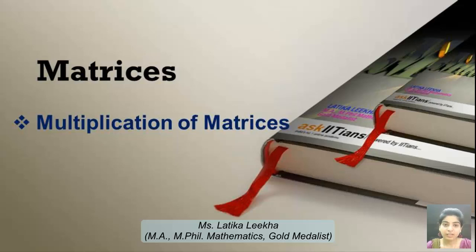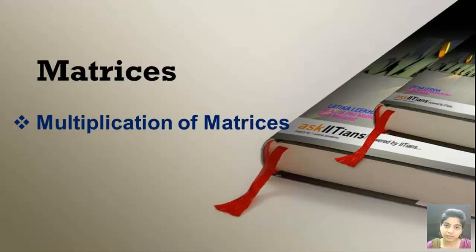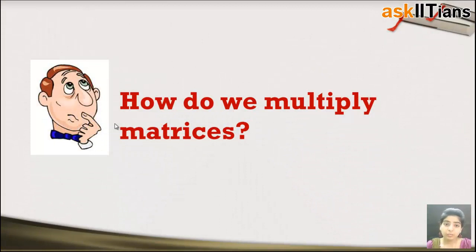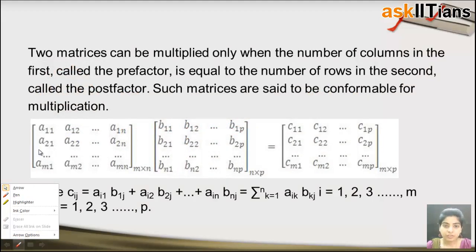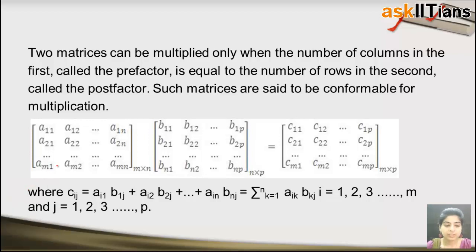In the previous session I discussed addition and subtraction of matrices, and in this session we'll be discussing multiplication of matrices, right? Addition and subtraction were quite simple, and multiplication I would say is not that simple, but that does not mean that it's very difficult. So what do we mean by multiplication of matrices, or how do we multiply two matrices? First of all, we'll discuss the mathematical definition of multiplication of two matrices.